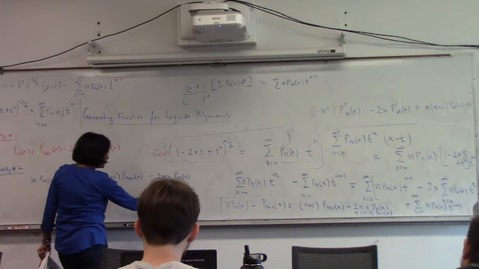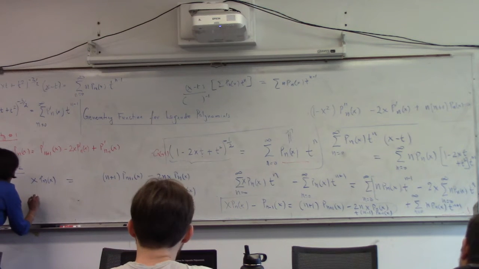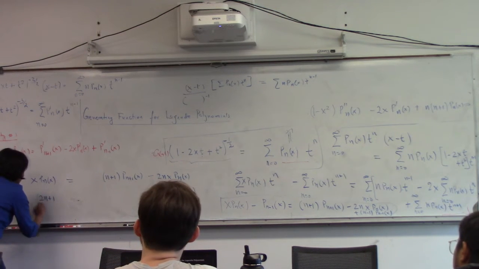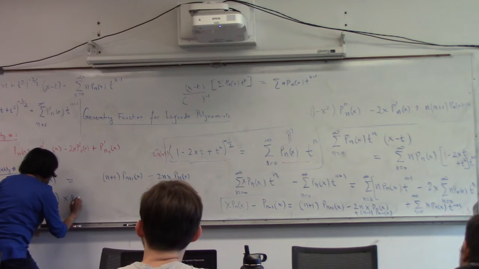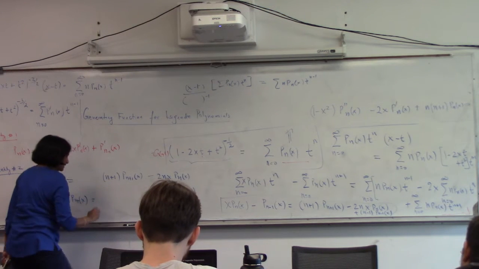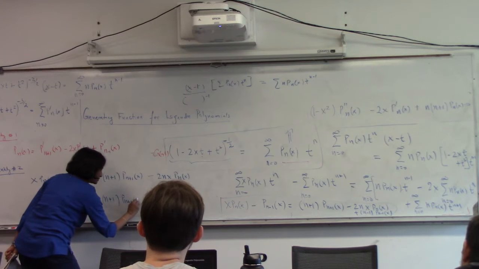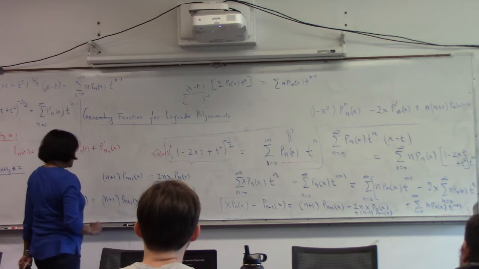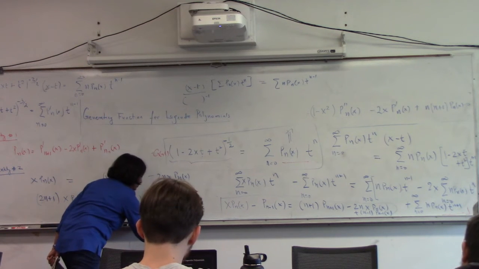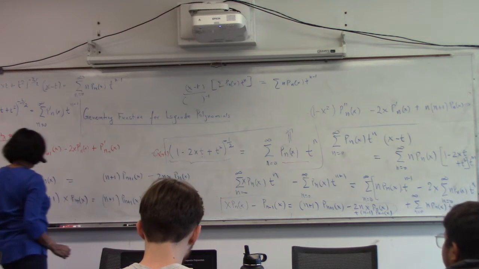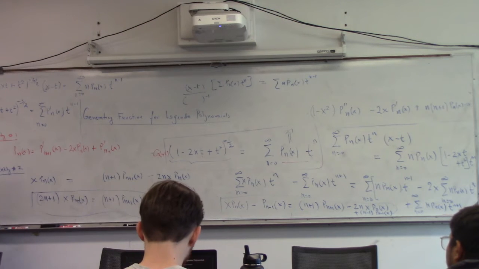So I'm getting the following. I can also bring p sub n of x to the other side. So what I have is 2n plus 1 times x p sub n of x is nothing but n plus 1 p sub n plus 1 of x. This I've taken care of, right? Plus n times p sub n minus 1 of x. This is clear?